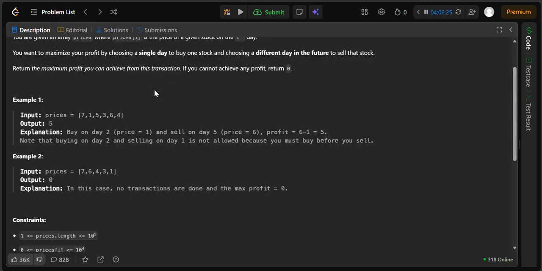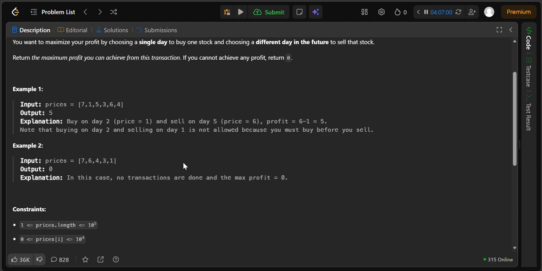First we need to keep in mind that we have to buy before selling, because I think this is very practical if we need to sell something. So first we need to purchase it. Let's start with an example, where prices are 7 1 5 3 6 4. We buy the item at day 2 when the price is 1, and then sell it at day 5 when the price is 6 for the maximum profit, and the profit is 5.